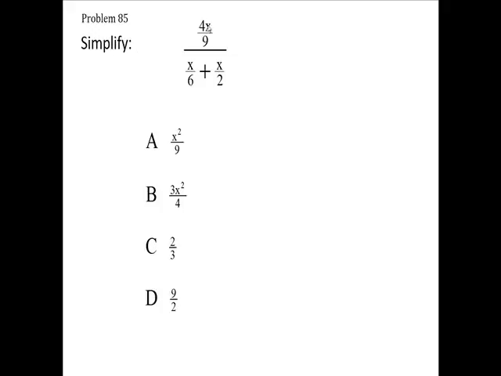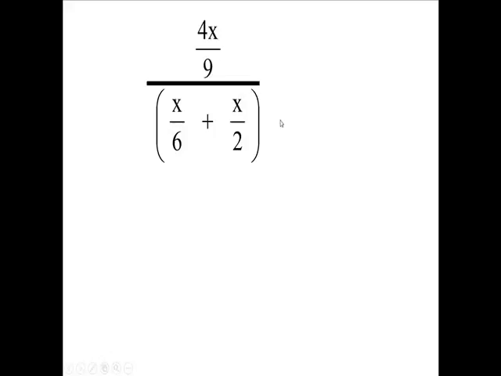Let's simplify this fraction. We have 4x over 9 for my numerator. My denominator is x over 6 plus x over 2. You could say x divided by 6 plus x divided by 2. And I want to come up with one of these four answers. So let's copy that down.